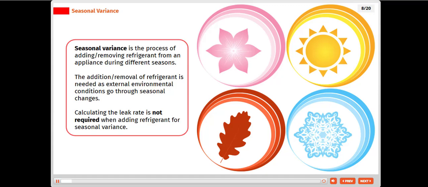Seasonal variance is the process of adding or removing refrigerant from an appliance during different seasons. The addition or removal of refrigerant is needed as external environmental conditions go through seasonal changes. Calculating the leak rate is not required when adding refrigerant for seasonal variance.